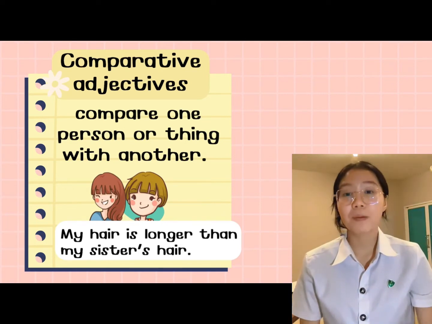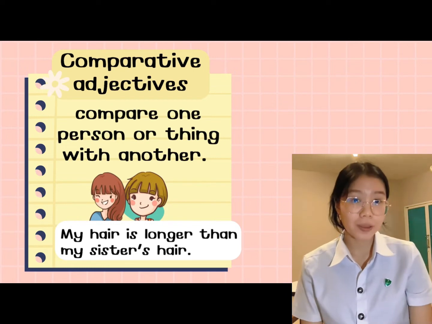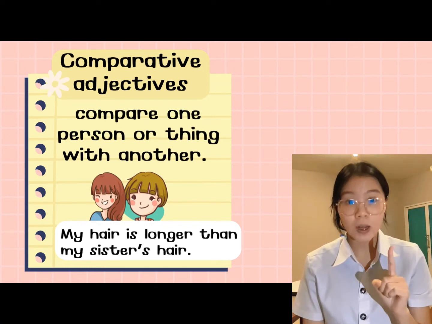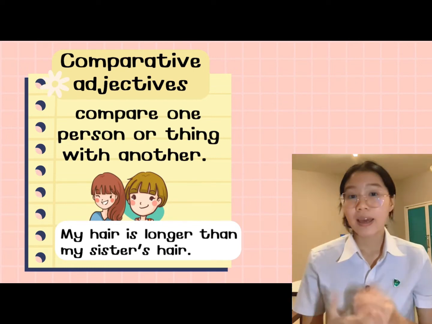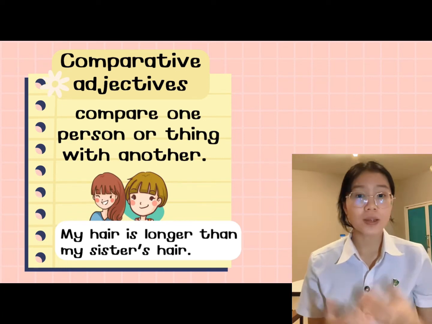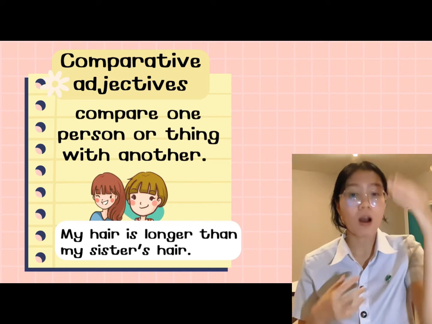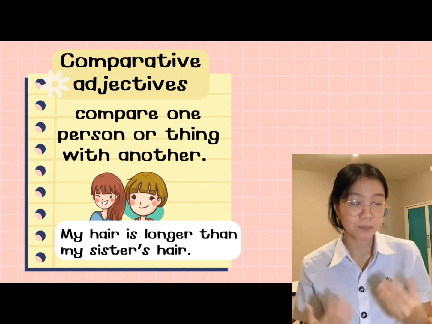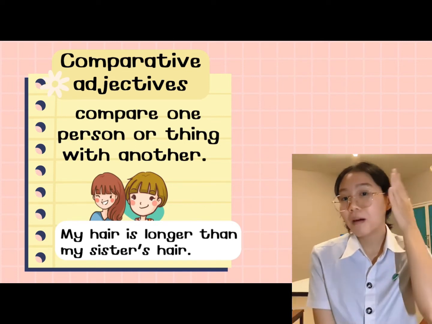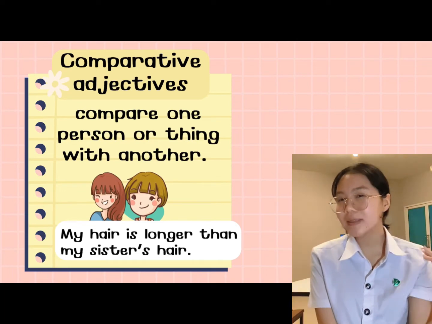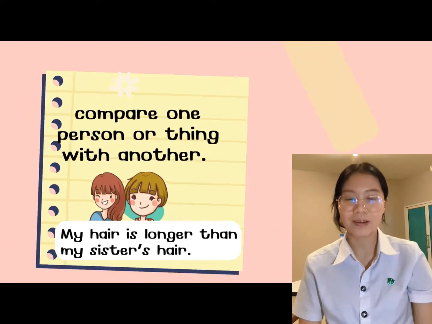We use comparative adjectives to compare one person or thing with another and enable us to say whether a person or thing has more or less of a particular quality. For example, my hair is longer than my sister's hair.